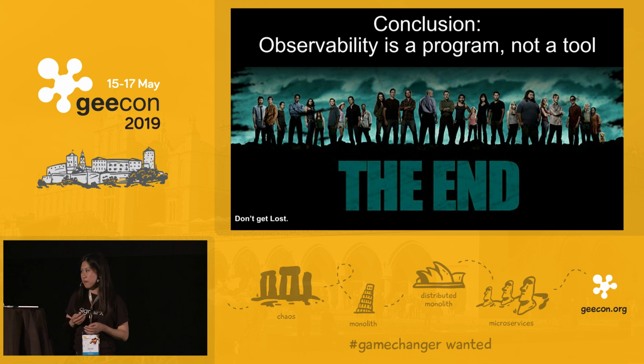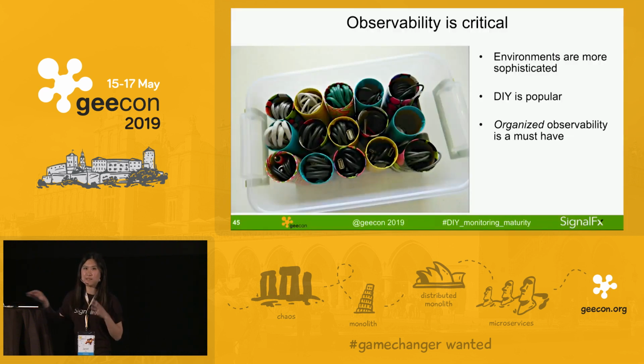So to sum up what we've been talking about, basically, observability is a program. It's not just a tool you put together. You have to nurture and feed it and really help it grow. As your environments become more sophisticated, moving from monoliths to microservices and service meshes, observability is very critical, right? You want to know exactly what's going on in every part of your system at all times. DIY is very popular. There's so much open source software out there. It's very easy to put something together. But you want to make sure you do this in an organized fashion.